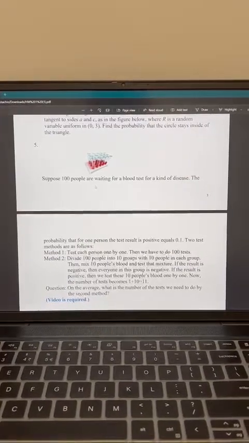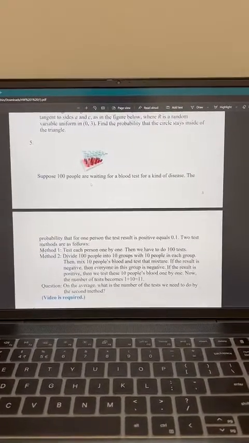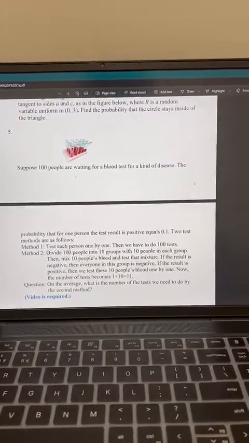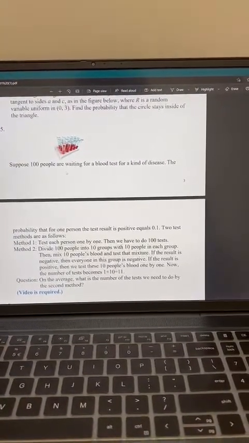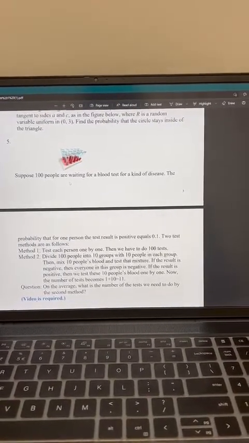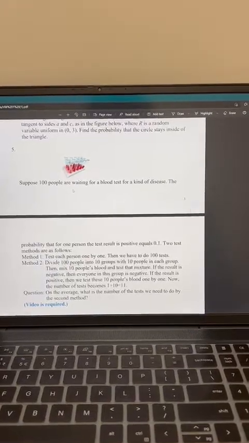Hi, I'm Sachin Karthik. Now we're going to discuss the fifth question of our first homework. The question says that suppose 100 people are waiting for a blood test for a kind of disease. The probability that for one person the test result is positive equals 0.1. Two test methods are as follows.